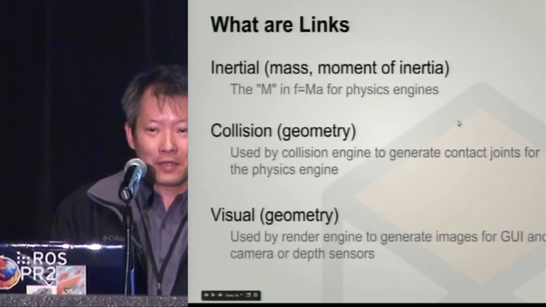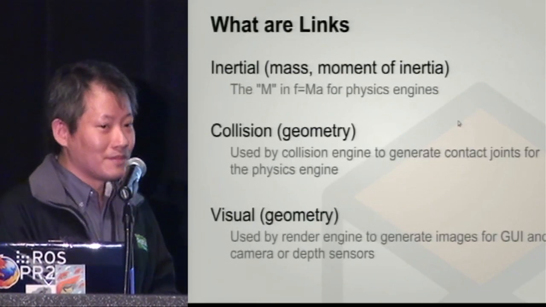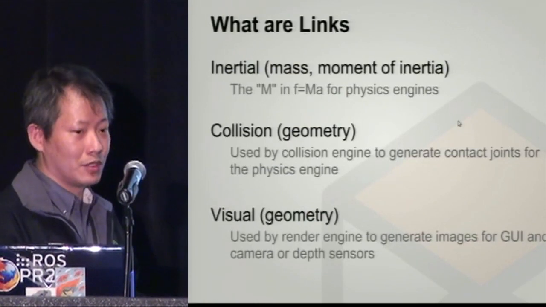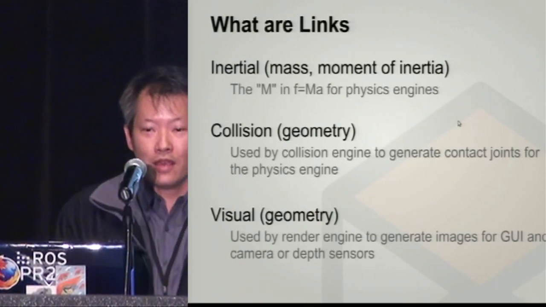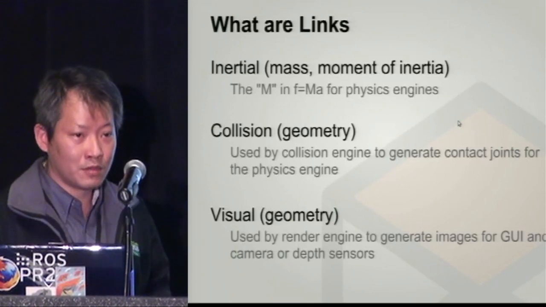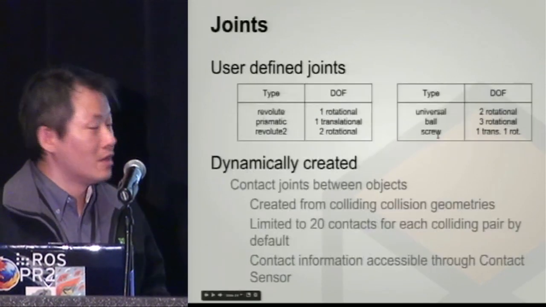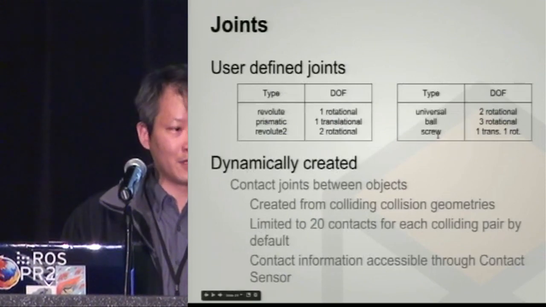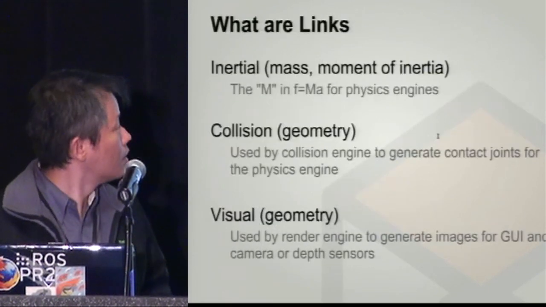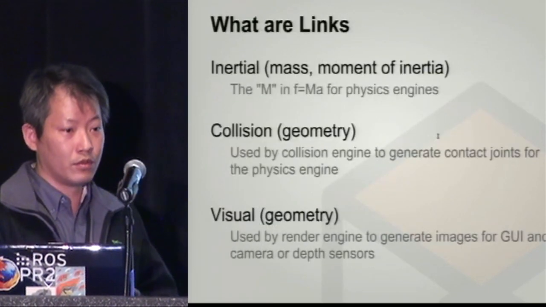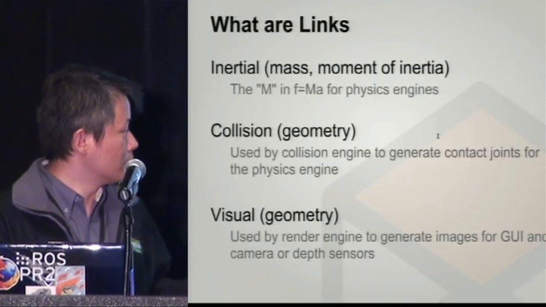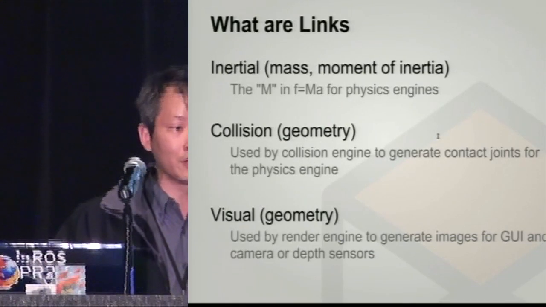Okay, this might be very basic, but I thought I should mention it briefly. So what's inside of a link? A link is defined by inertia, collision, and visual. The inertia term is essentially just the M in F equals MA. The collision geometry is used by the collision detection algorithm to generate contact joints, which are fed to the physics engine for updating dynamics. And lastly, the visual geometry, which can be specified separately, is used by the rendering engine to generate images for either the GUI or for the camera sensors in your model.